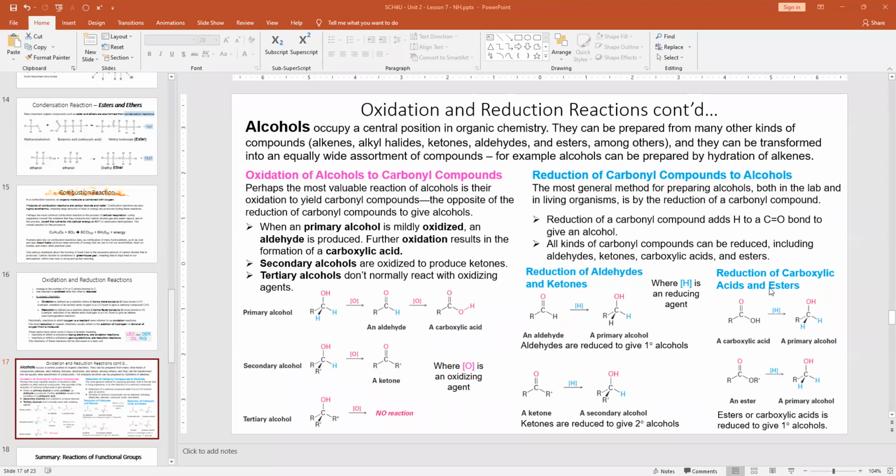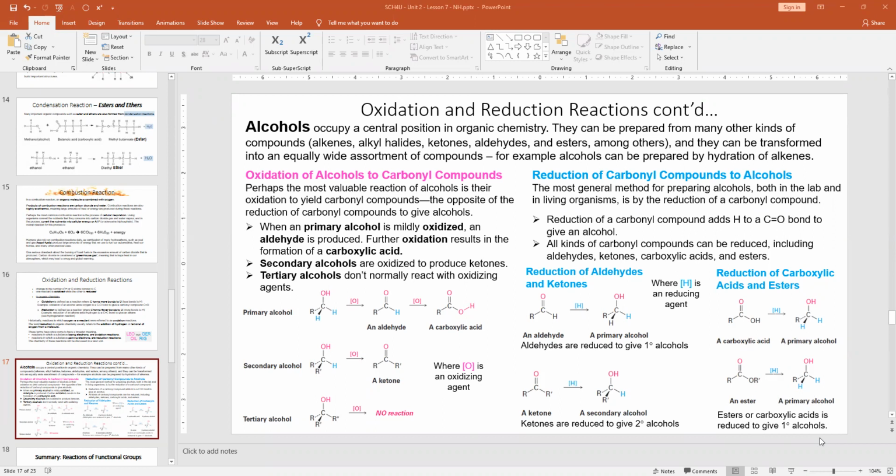You can also have the reduction of a carboxylic acid or esters. You can reduce them to produce alcohols, primary alcohols. So here you can see that hydrogens are added and you get a primary alcohol, the same in this reaction. Esters or carboxylic acids are reduced to give primary alcohol.